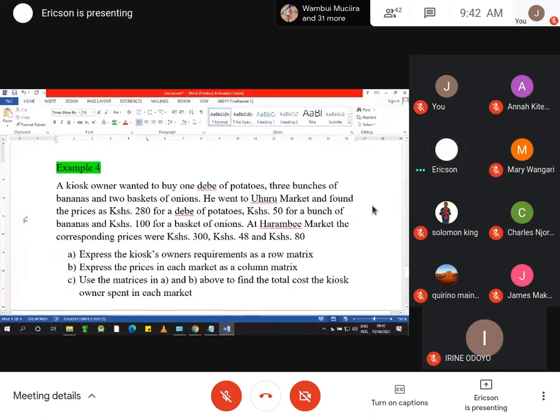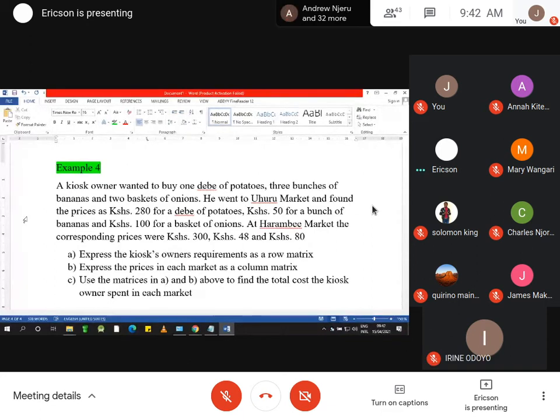The question reads: a kiosk owner wanted to buy 1 debe of potatoes, 3 bunches of bananas and 2 baskets of onions. He went to Uhuru Market and found that the prices were as follows: 50 shillings for a debe of potatoes, 50 for a bunch of bananas, 100 for a basket of onions. Around Harambee Market, the corresponding prices were 48 and 80.